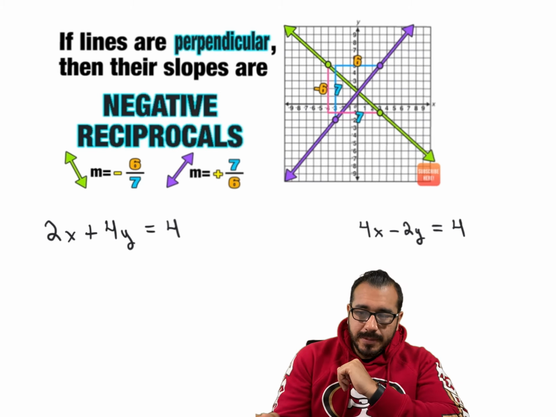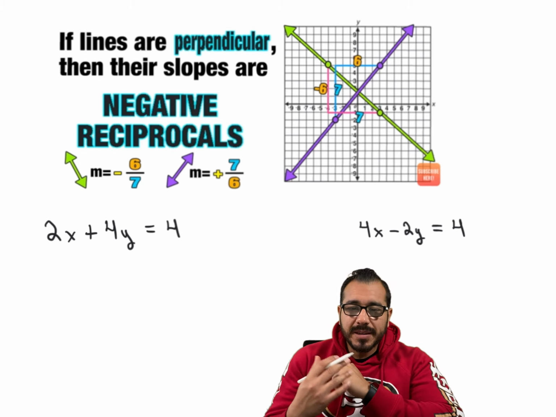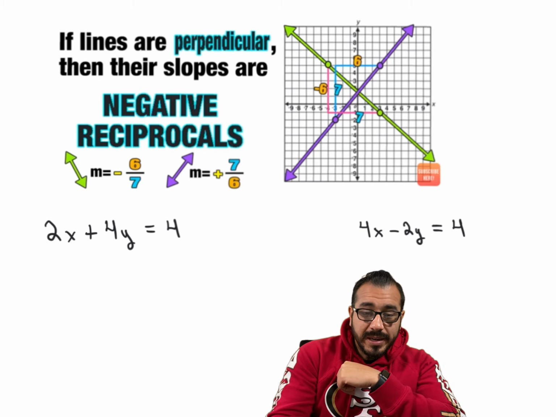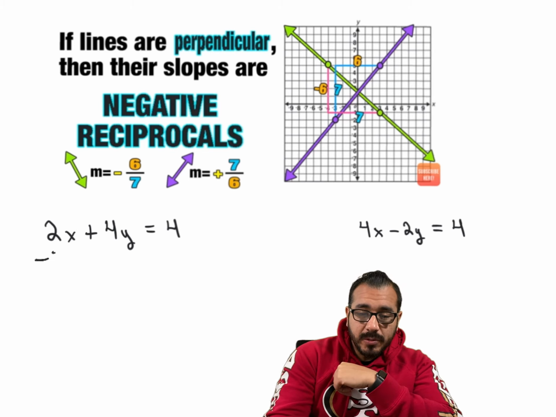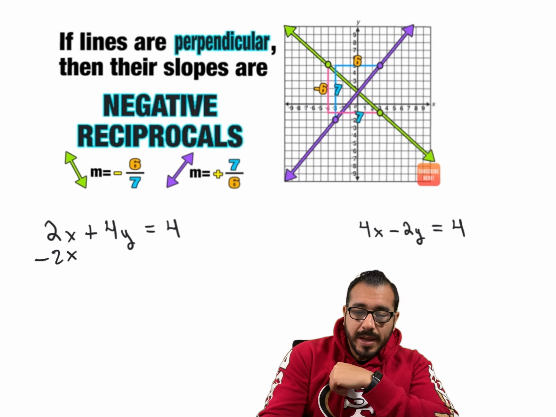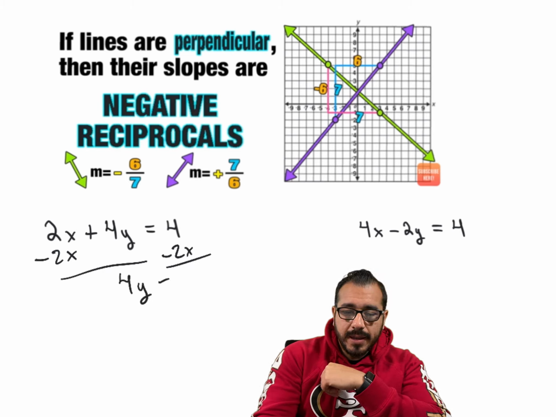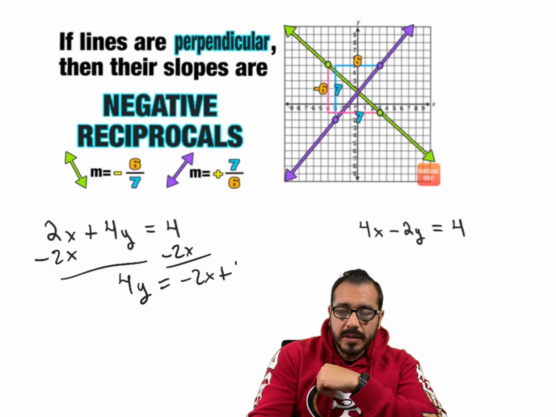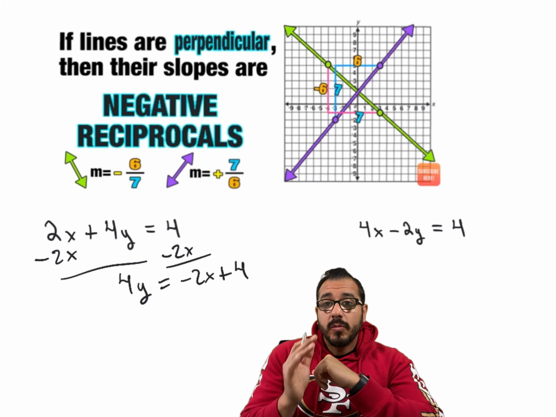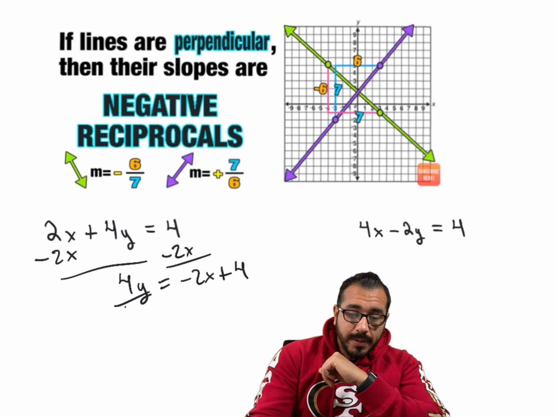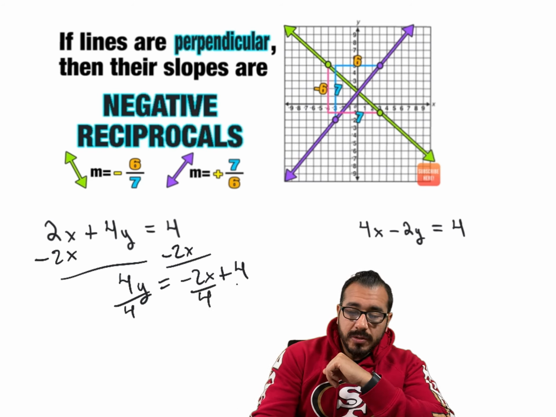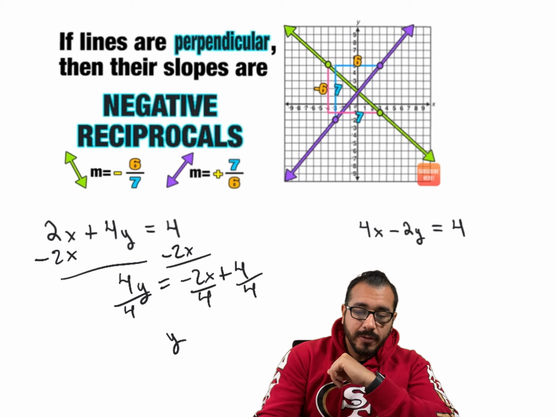So let's look at these. Are these perpendicular? We need to solve for y, don't forget that. So we're going to subtract 2x from both sides. We get 4y equals negative 2x plus 4. We need the y by itself, so divide both sides by 4. You get a 4, you get a 4, and you get a 4.